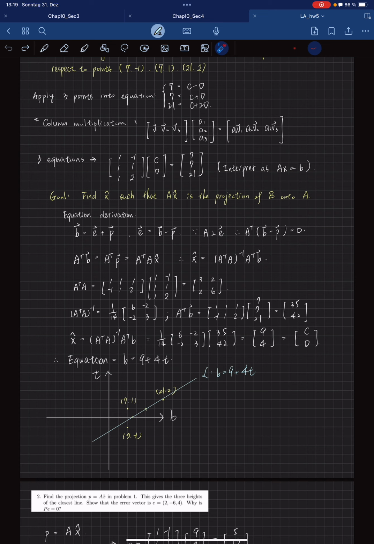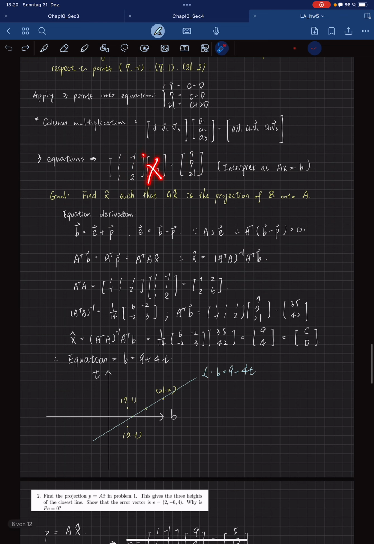So now that we have successfully transformed these 3 equations into matrix form, we can interpret this equation as Ax is equal to b. Our goal is to find the x hat such that x hat is a projection of b, which is this vector, onto A, which is this matrix.